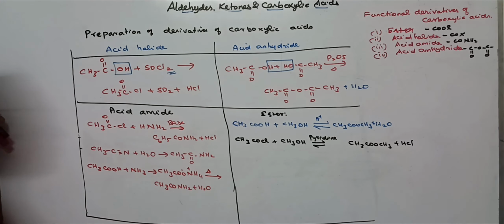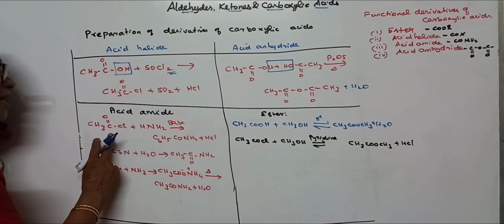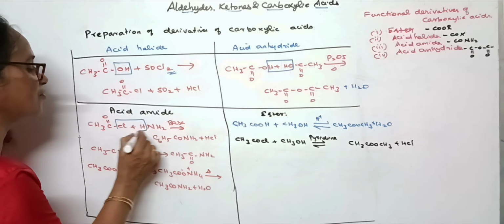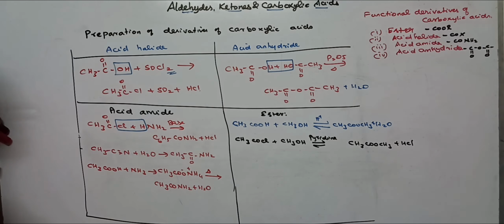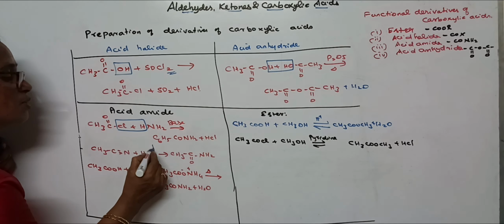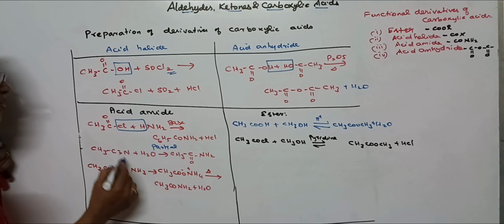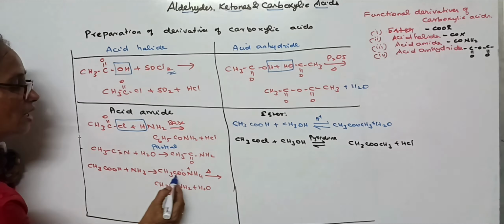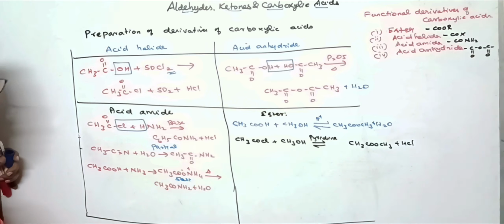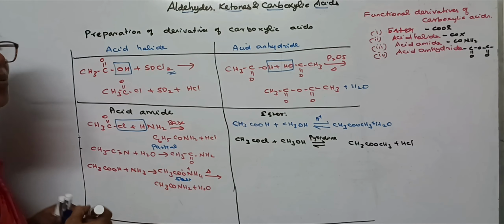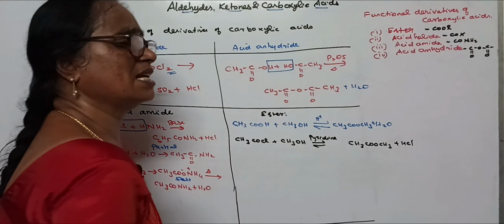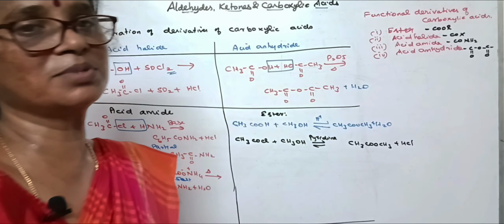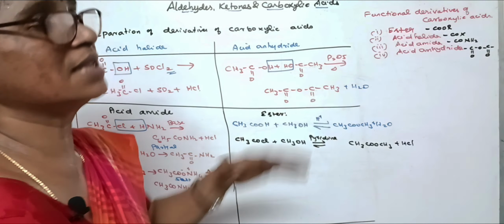Acid amide can be prepared by various methods. We can treat acid chloride with ammonia in the presence of a base. There is a loss of HCl, so amide is formed. Or the cyanide group, when it undergoes partial hydrolysis, gives amide. Or when the carboxylic acid is treated with ammonia, we get the ammonium salt of the carboxylic acid. Upon heating, we will get amide and water. Ester: we know it well, it is the esterification reaction where carboxylic acid with alcohol forms ester and water in the presence of sulfuric acid.